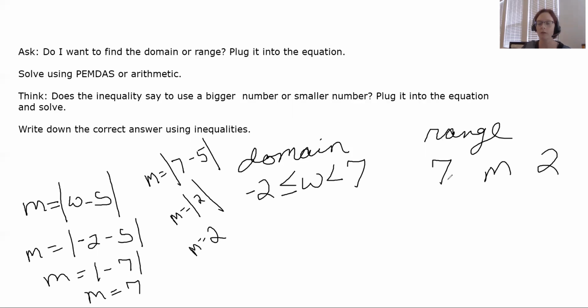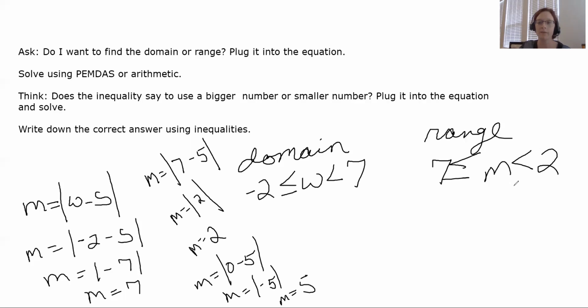So which way do my inequalities go? Well, really simple. We know that w has to be larger than negative 2. What's a really easy number that's larger than negative 2? 0. Let's plug in 0. M equals the absolute value of 0 minus 5. M equals 5. That's between 7 and 2, so we know that the inequalities go like this.